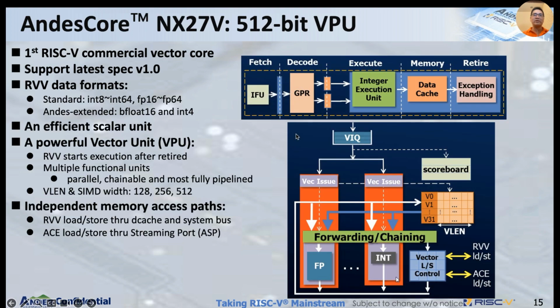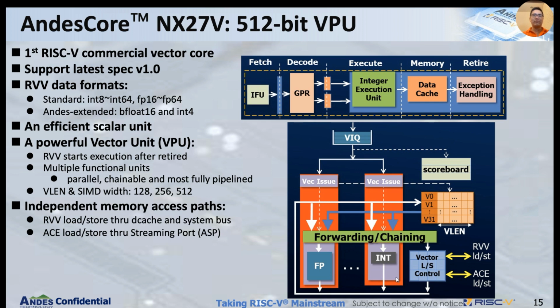The NX27V has a very efficient scalar unit and also a very powerful vector unit, or VPU. Every RVV instruction starts execution after being retired in the scalar unit and passed into the vector unit. Inside the vector unit, there are multiple functional units which are parallel and fully pipelined. The data can be forwarded or chained between the different vector functional units for efficient processing. The VLEN and the SIMD width can be 128, 256, or 512 bits.